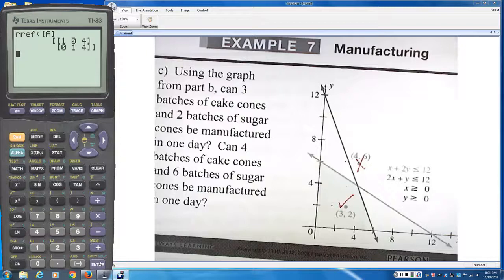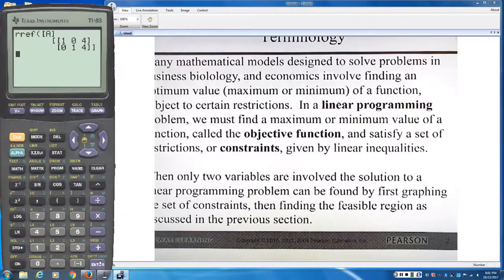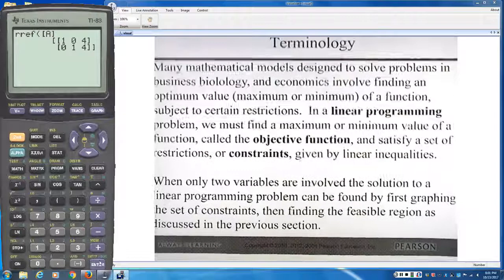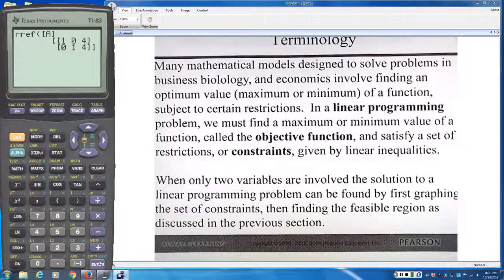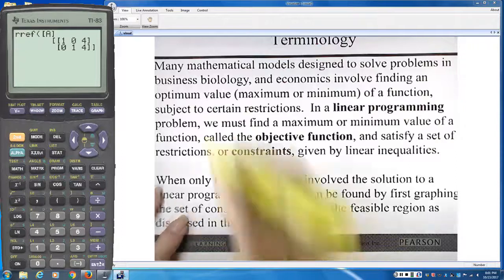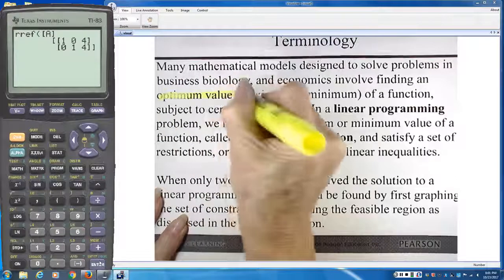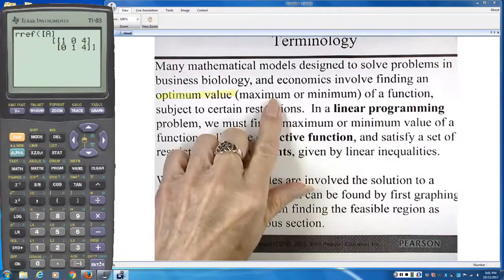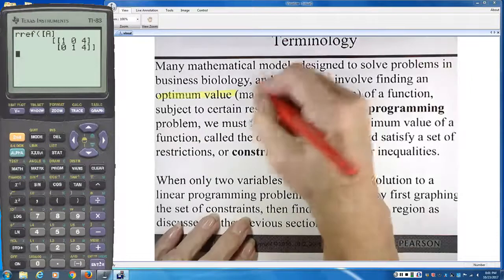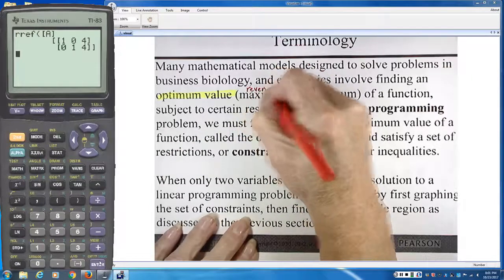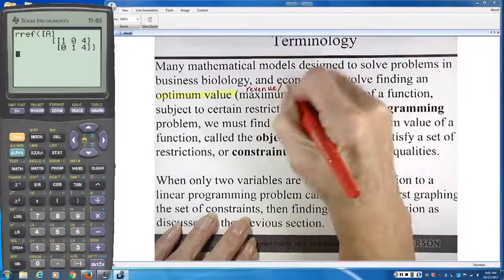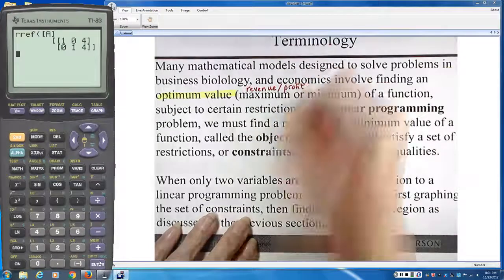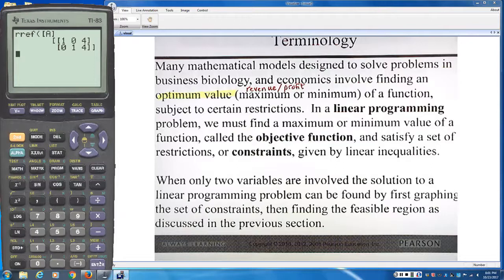So now we need to get a little terminology down. I've been using the right terminology as we go along, but I want to make sure that we keep up with it. Most of the models that we're going to solve are going to involve finding an optimum value. Remember I told you we were going to talk about that some more. So we're talking about finding an optimum value, which is either going to be a maximum or a minimum. It would be a maximum if you're talking about probably revenue or profit, because that's money coming in. We want the most money coming in as we can get.